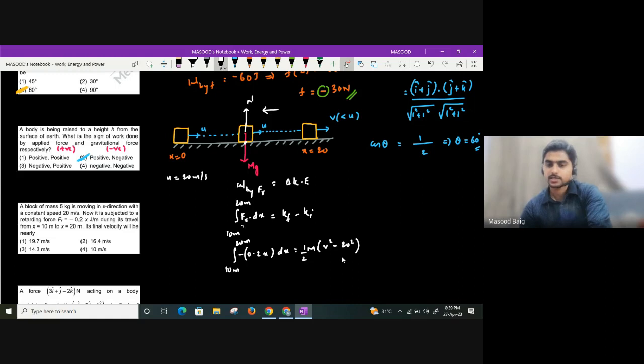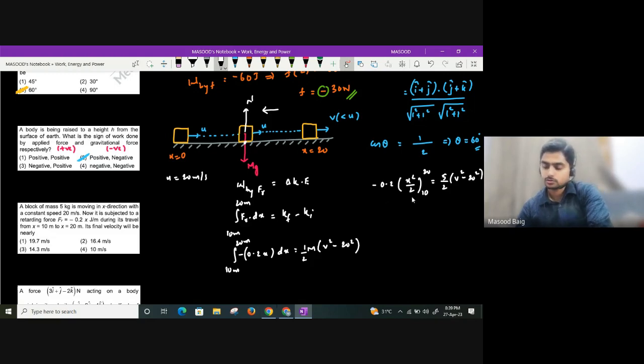What is integral x again? x square by 2 you will get. So I can write minus 0.2 into x square divided by 2 from 10 to 20 should be equal to, again m value is anyhow 5 by 2 into v square minus 20 square.